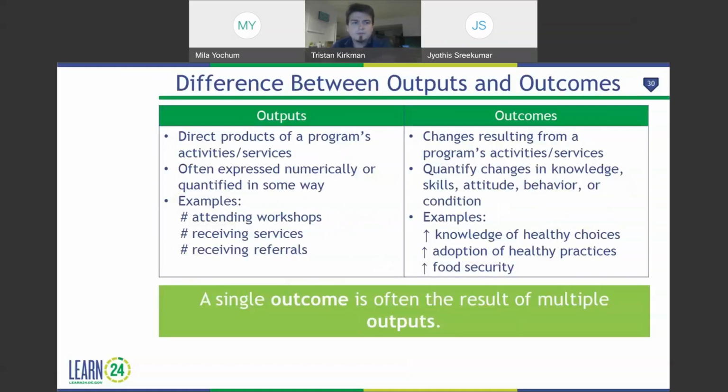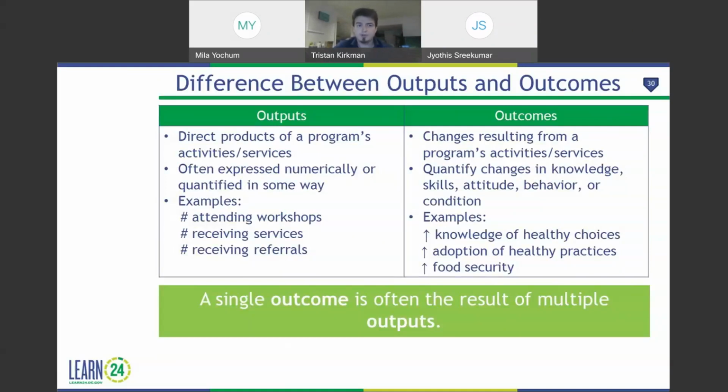So we're going to take a minute to highlight some of the differences between outputs and outcomes, as these 2 components are often confused with each other. So on the left side of the slide, you can see that the program outputs are direct products of a program's activities and services. Outputs quantify the services that were delivered.